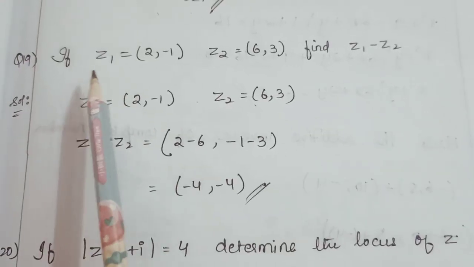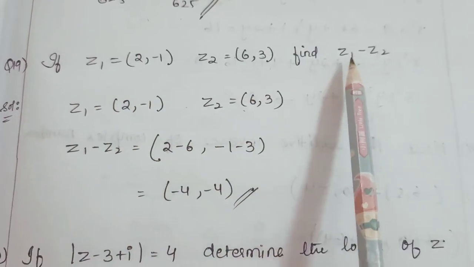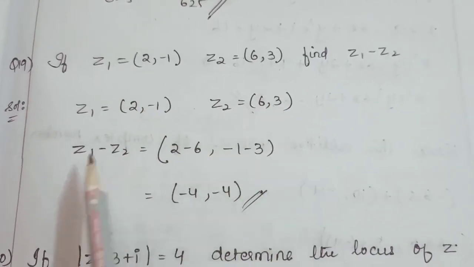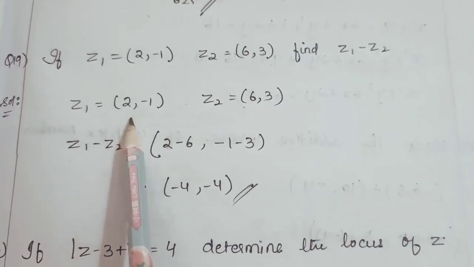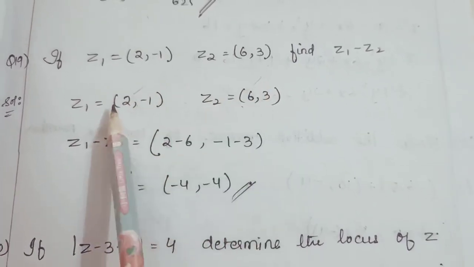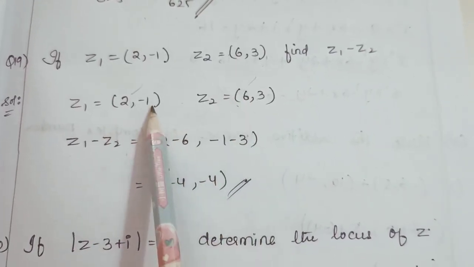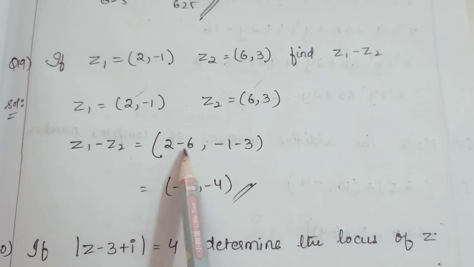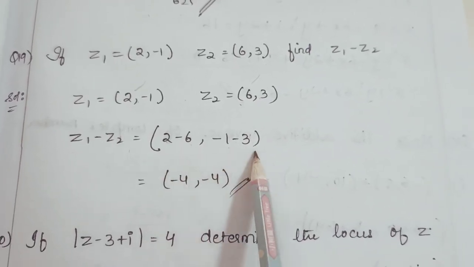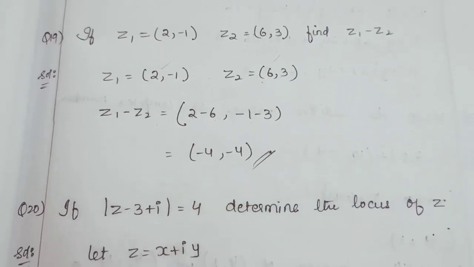Question number 19. If z1 is equal to (2, minus 1) and z2 is equal to (6, 3), then find z1 minus z2. Z1 is this and z2 is this. So z1 minus z2 will be 2 minus 6. We have to subtract the corresponding terms. 2 minus 6 is the first term, then minus 1 minus 3. So (2 minus 6, minus 1 minus 3). 2 minus 6 is minus 4, minus 3 minus 1 is minus 4. So z1 minus z2 is (minus 4, minus 4).